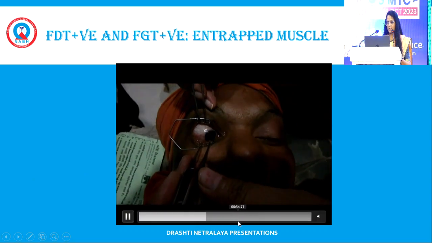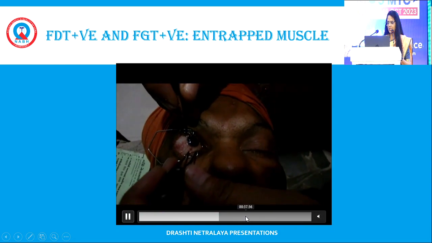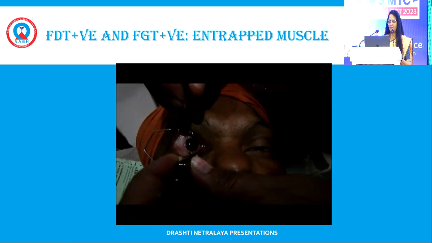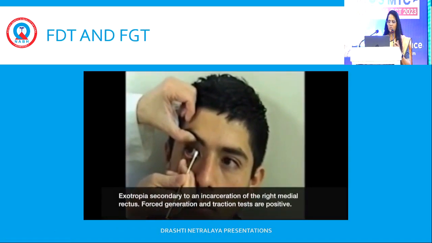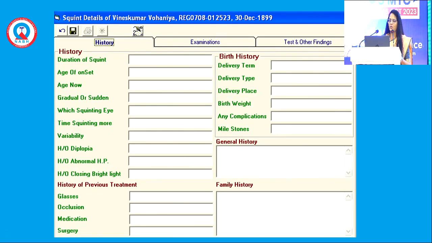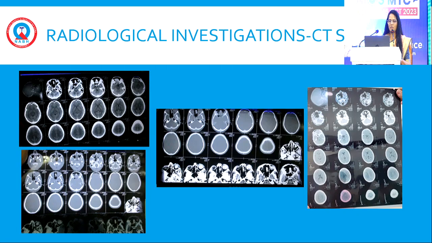In the force generation test, the patient looks towards the action of the muscle, and you can feel the force in your hand when the patient tries to move towards the paralytic side. We can do this in children with a Q-tip also. You have to document everything. We have our own software, so we document each and everything of strabismus.